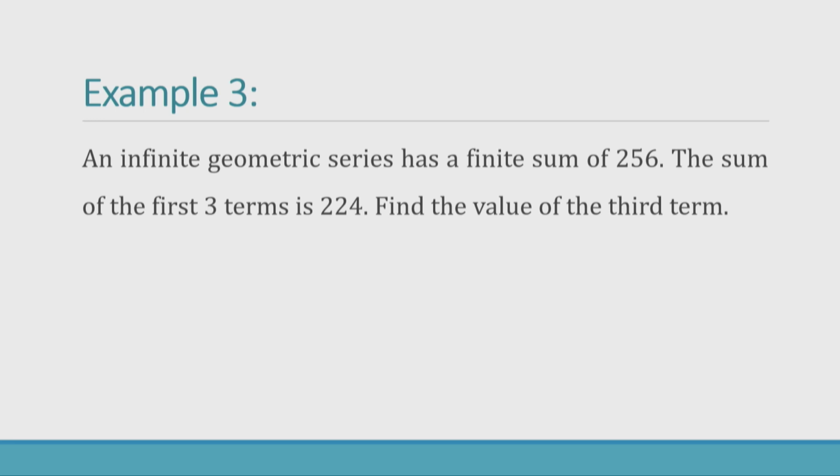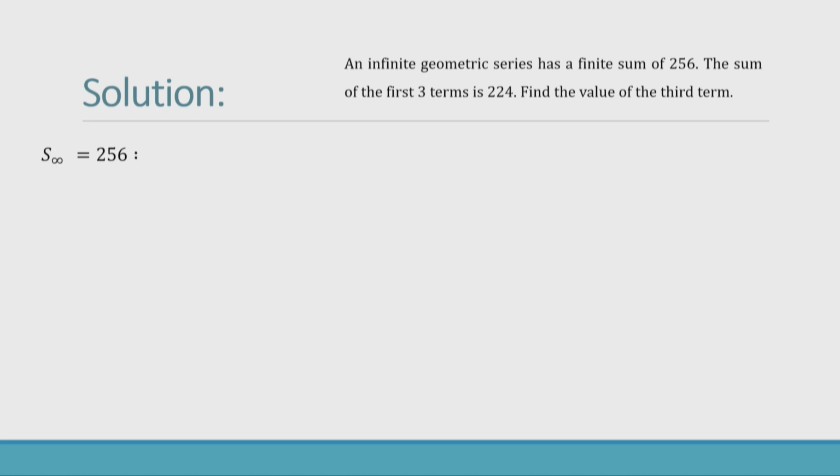Moving on to example 3. An infinite geometric series has a finite sum of 256. The sum of the first 3 terms is 224. Find the value of the third term. So let us have a look at the solution.